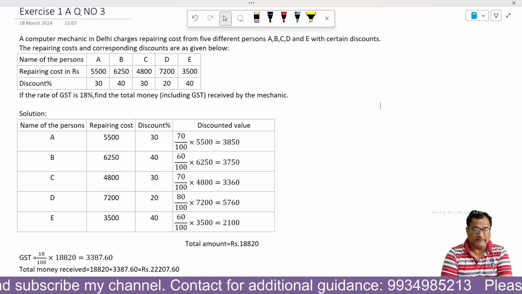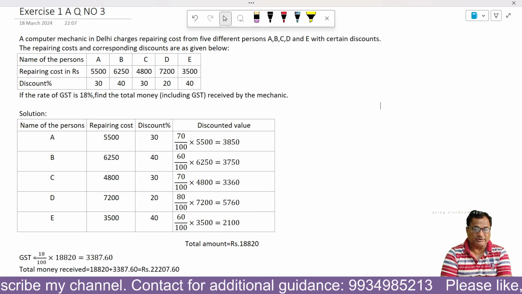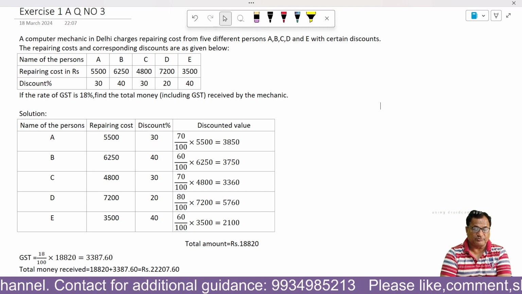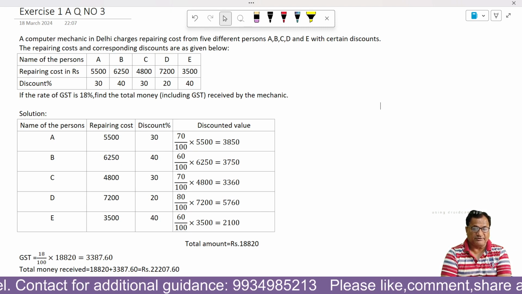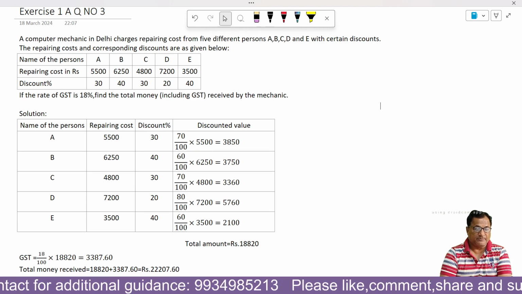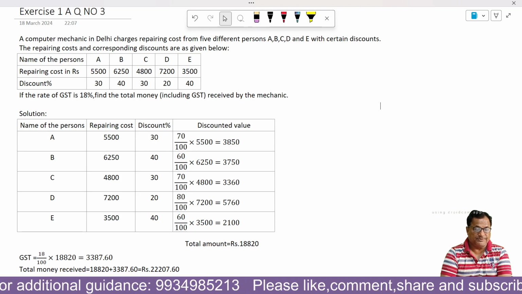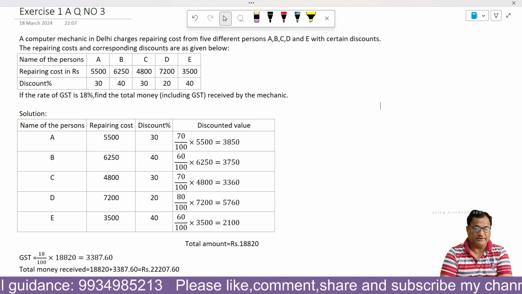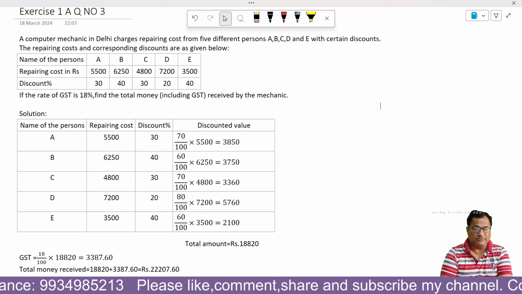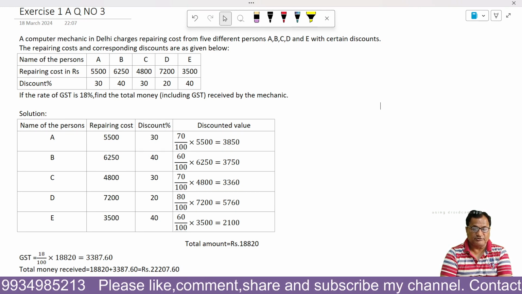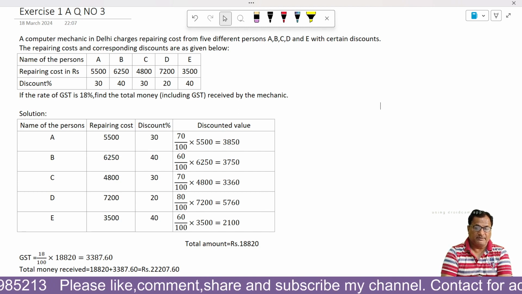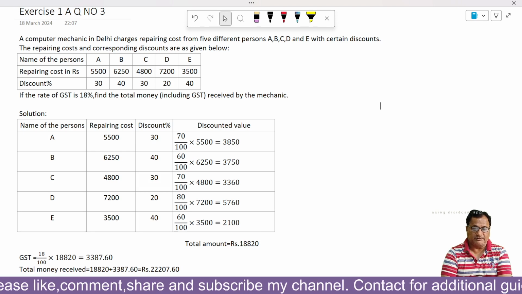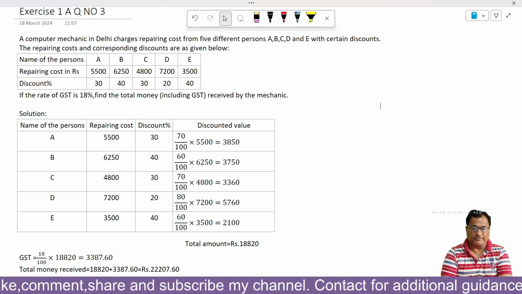Why we have chosen 70? Because 30% is discount, so total percentage is 100, so 100 minus 30 is equal to 70. In the same way, for B, the repairing cost is equal to 6,250. Discount percent is 40%, so discounted value will be 60 by 100 multiply 6,250 is equal to 3,750.